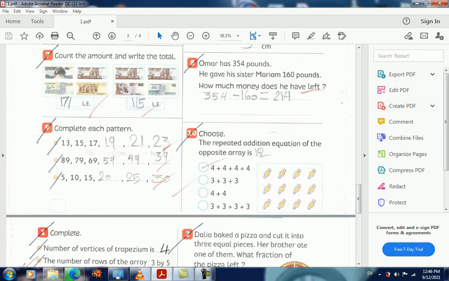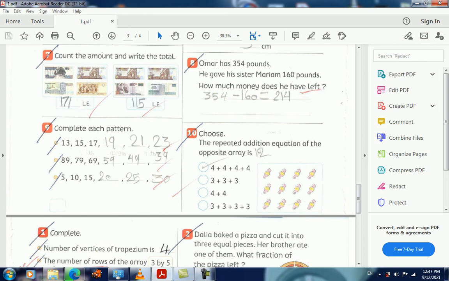Number 8. Omar has 354 pounds. He gave his sister Maryam 160 pounds. How much money does he have left? So it's a subtraction problem. It's 354 minus 160. So 4 minus 0, yes, we can do that. It's 4. 5 minus 6, we cannot do that. So we have to borrow 1 from the 3.